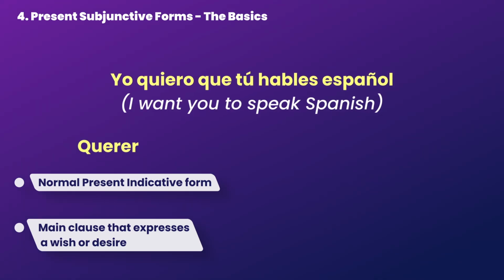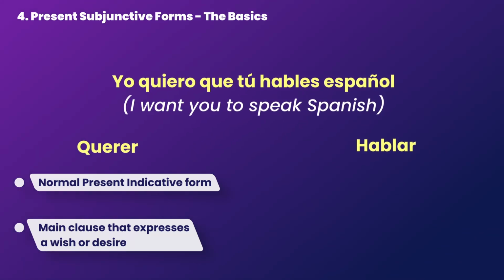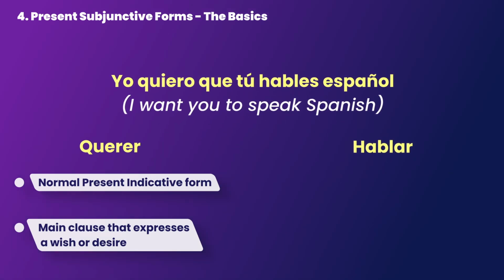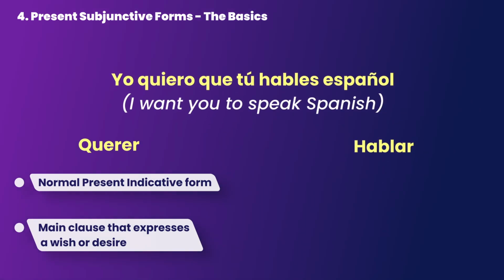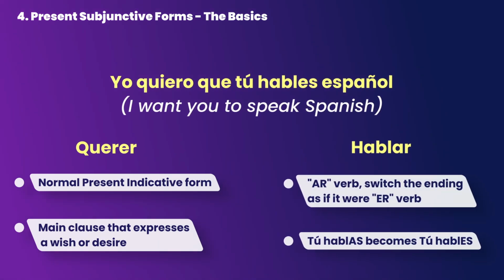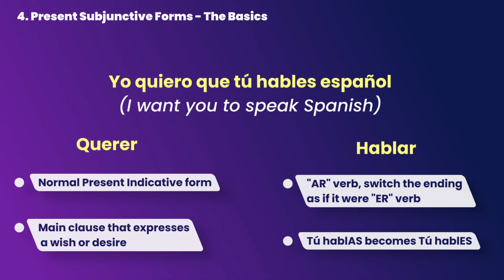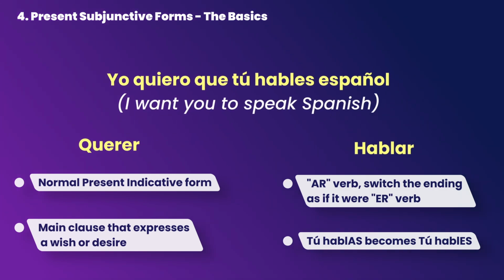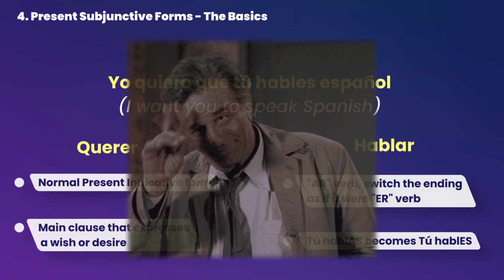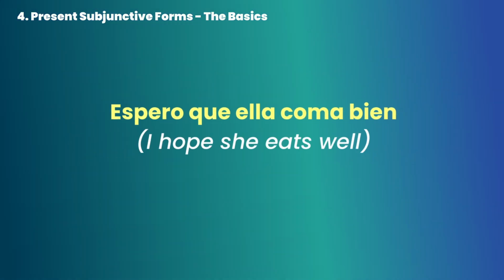We know that under normal circumstances the verb hablar would be conjugated as hablas, with an A at the end. But since we know that the subordinate clauses have to have subjunctive conjugation and the verb hablar is an AR verb, then all we have to do is switch the endings as if it were an ER verb. So instead of saying tú hablas español, we say tú hables español. Get it? Next example. Espero que ella coma bien.